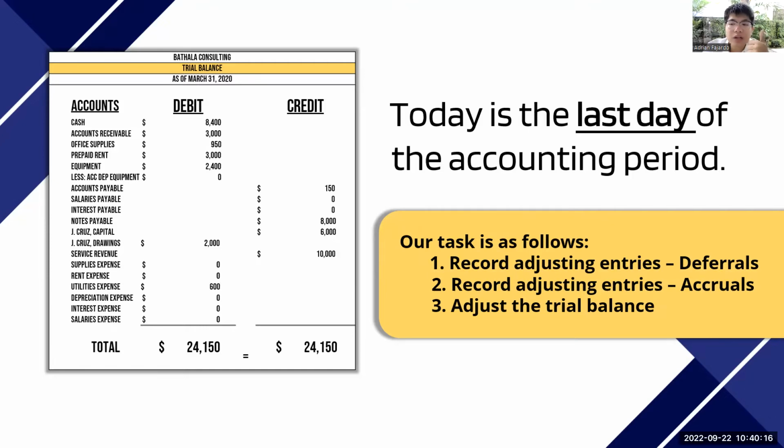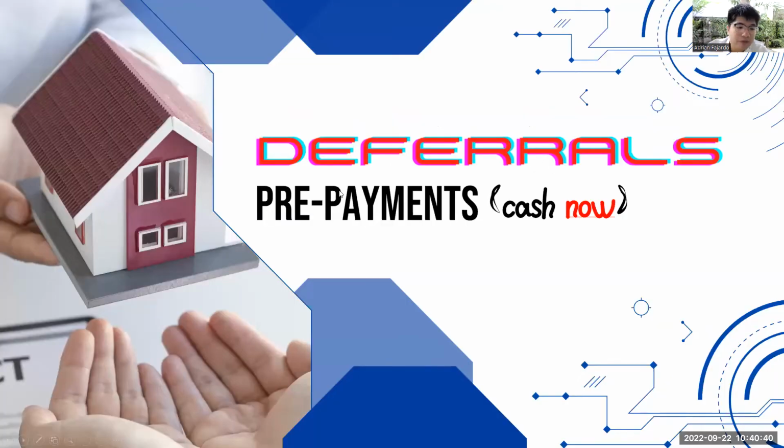And our task is as follows. First, we have to record adjusting entries, particularly for deferrals. Second, we have to record adjusting entries for accruals. And then finally, we adjust the trial balance. So basically, the formula is you have your unadjusted trial balance, you make your adjusting entries, and then you adjust the trial balance, right? Makes sense. So now, let's first deep dive into what we call deferrals or prepayments, right?